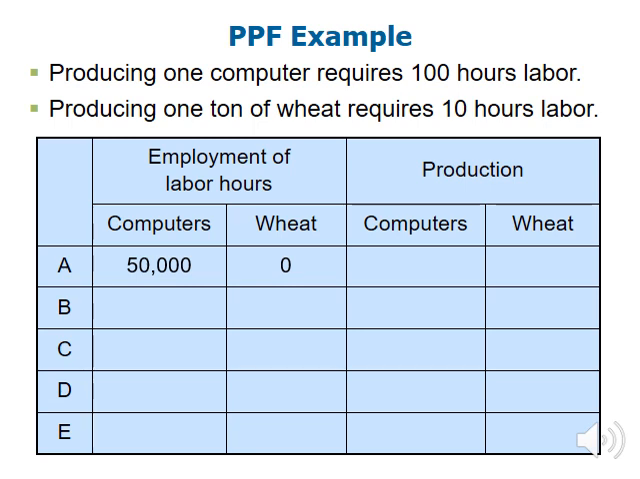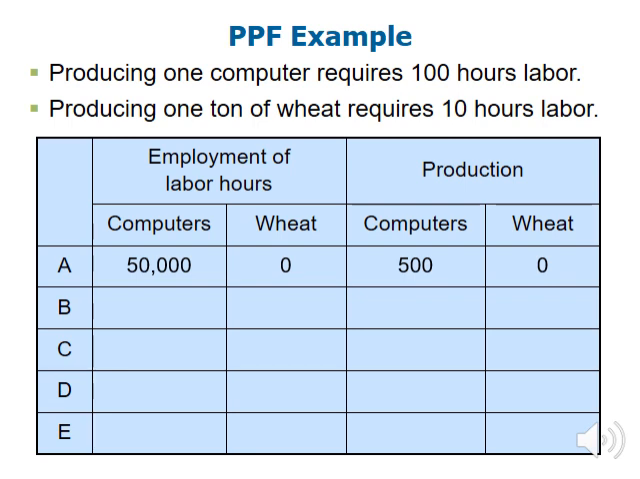Row A indicates that we are using all of our available labor hours in the production of computers and none of our labor hours in the production of wheat. Since it takes 100 hours of labor to produce a computer, the output or production of computers will be 500. This has been calculated by taking the 50,000 labor hours and dividing it by the 100 hours of labor that are required to produce a single computer.